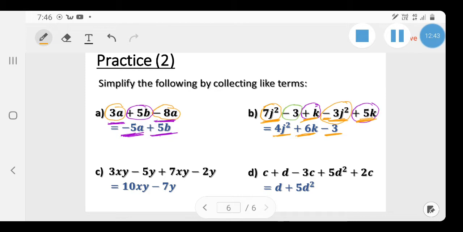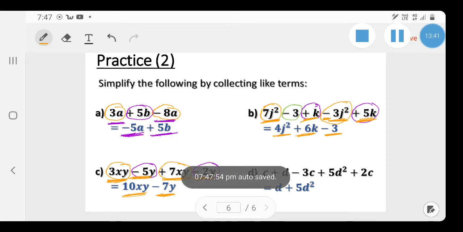All right, moving on. Question C. 3xy minus 5y plus 7xy minus 2y. Circle my like terms. What terms have an xy part? That, 3xy and plus 7xy. And the remaining terms are like terms because they both have a variable part y. Minus 5y minus 2y. So now I can collect like terms. When I say collect like terms, it just means add them together or subtract them from one another. All right, 3xy plus 7xy is 10xy. Easy. Minus 5y minus 2 more y brings me back to minus 7y. So 10xy minus 7y.